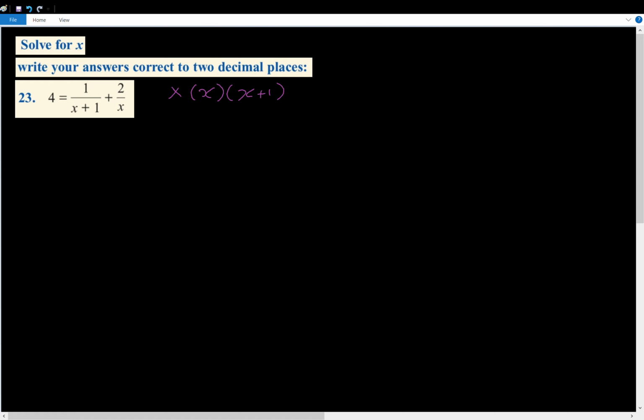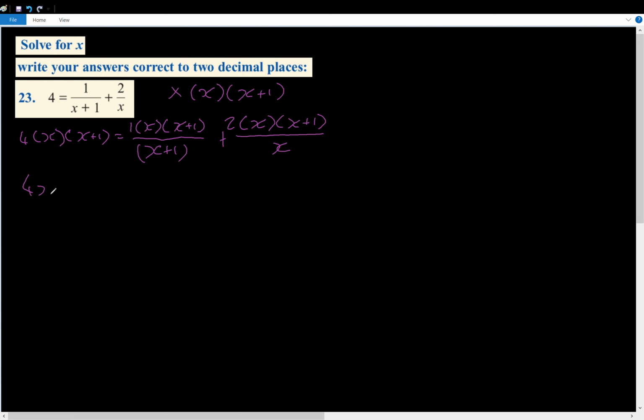So if we do that, we'll get 4 times x plus 1 is equal to 1 times x plus 1 all over x plus 1 plus 2 times x plus 1 all over x. And then on the left hand side we can multiply out a bit. 4 by x is 4x. So we get 4x times x plus 1.